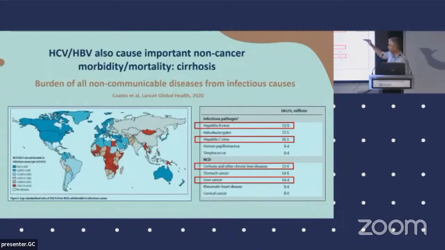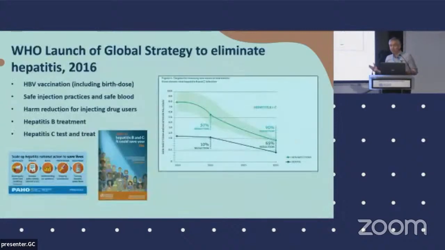the list compared to Helicobacter pylori, and hepatitis C moves above HPV in terms of the list I gave you for cancer. And that is because these viruses also cause a huge amount of cirrhosis and mortality through cirrhosis and chronic liver diseases, which is the NCD associated with the greatest amount of mortality around the world. And recognition of that has also led to a WHO global strategy to eliminate hepatitis even before that of cervical cancer.